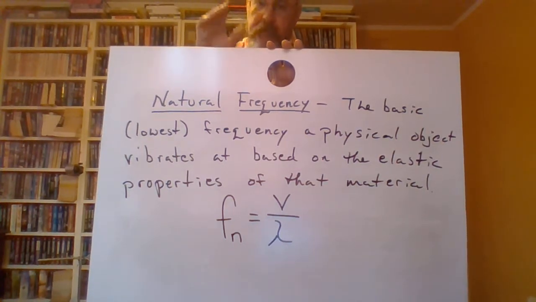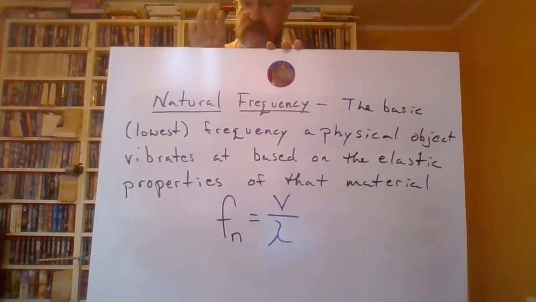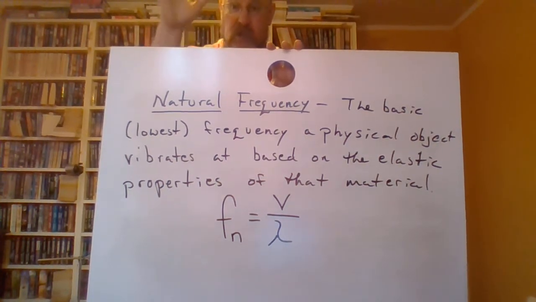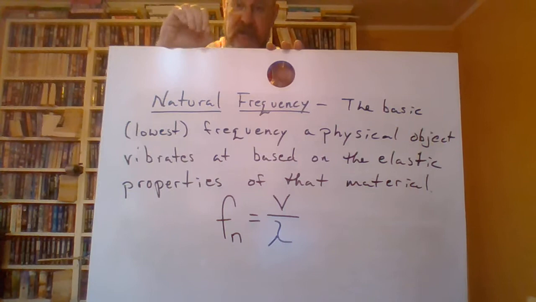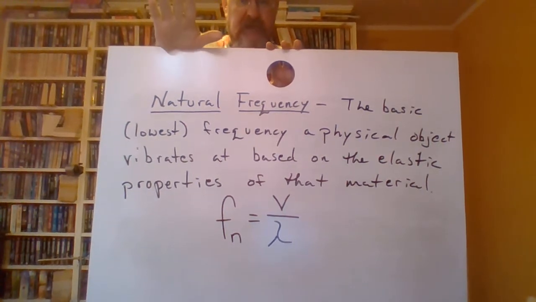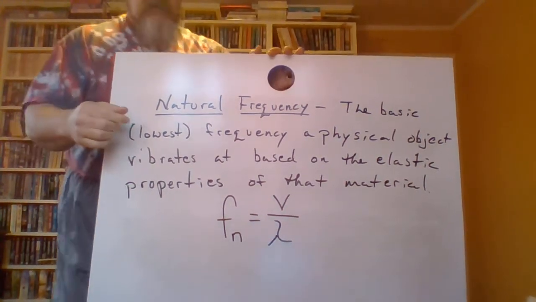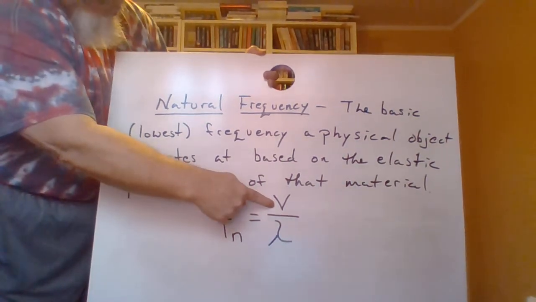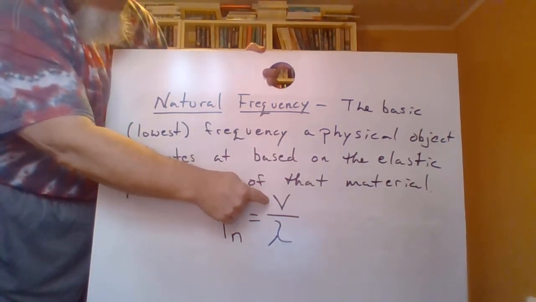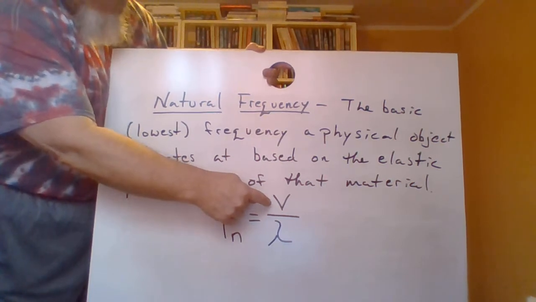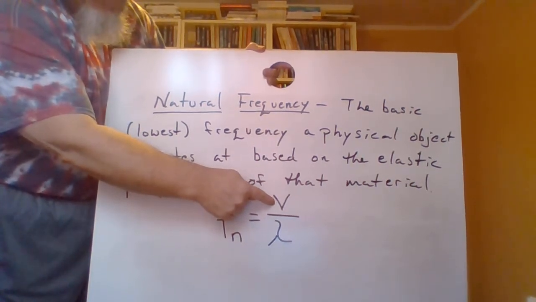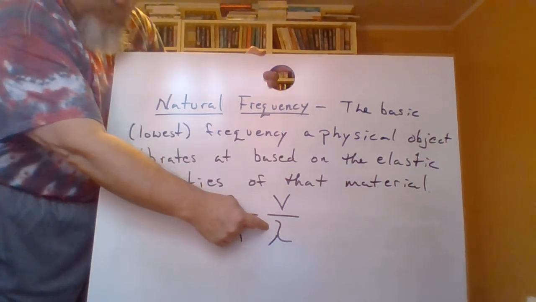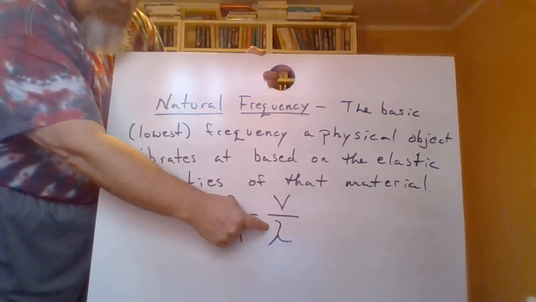Okay? So if we don't reduce it, if we just let it happen, for instance, a guitar string, pluck it, strum it, and it naturally vibrates at a particular frequency. That frequency depends on how fast the wave is moving in the object, how fast it's moving in the string, and what the wavelength is for that string. Okay?